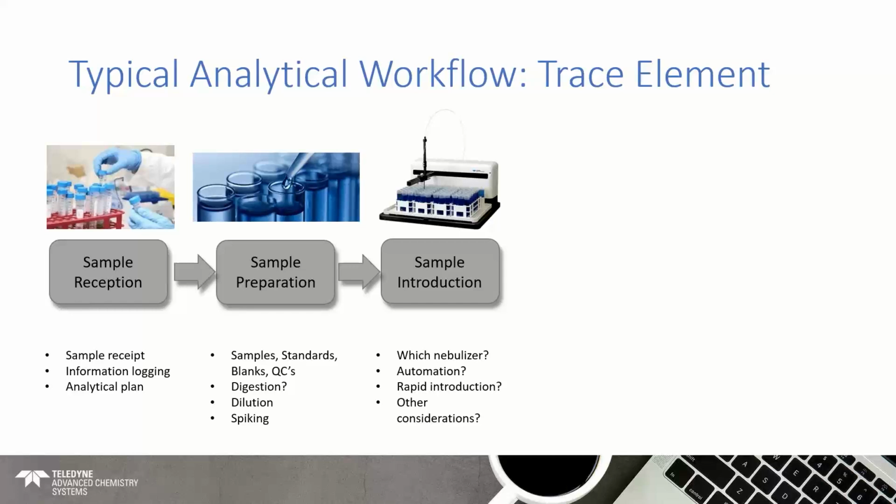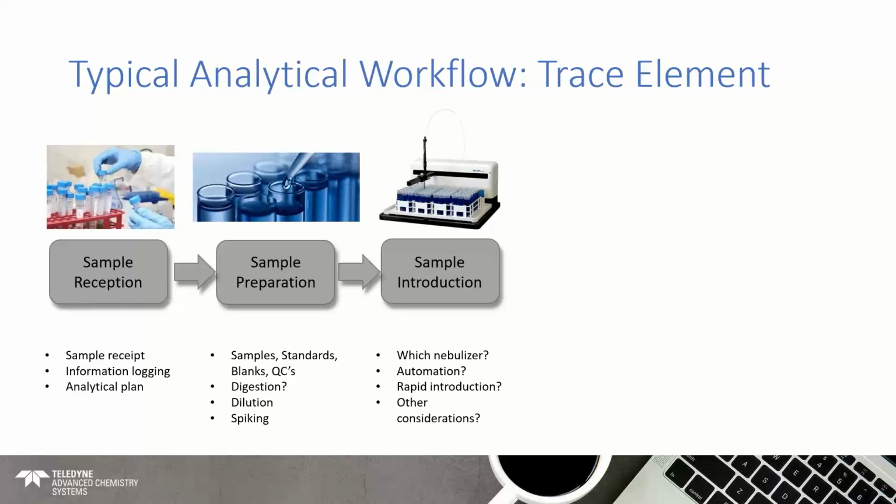So there are various different types of nebulizers. Which nebulizer are we going to use? It might be a standard concentric, it might be something a bit more complicated than that. So the next question, automation. Is there automation involved? Typically there is. If you've only got a handful of samples, there might not be, but typically you will have automation, an autosampler to deliver your samples to your ICP.